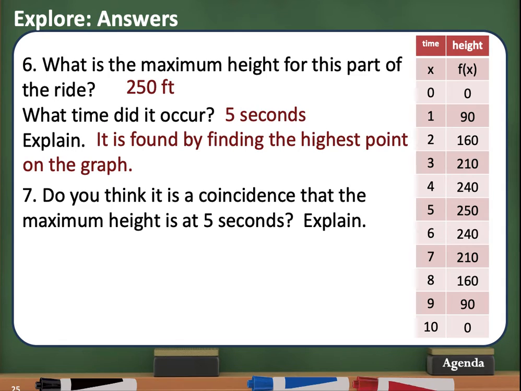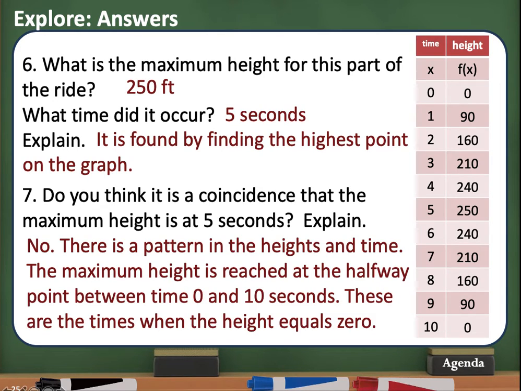Now here's where we get a little interesting. Do you think it's a coincidence that the maximum height is at 5 seconds? Right, and explain. So if you didn't write anything, think about it. Why did it happen at 5 seconds? It's just random? Most students see, no, there's a pattern in the heights and times. The maximum height is reached at the halfway point between times 0 and 10, right? Everyone sees that's the halfway point. These are the times when the height equals 0, right? When it's back on the ground. So it went up and came back down, so it makes sense that it was right in the middle, right?